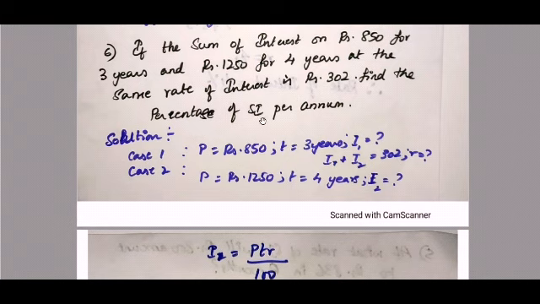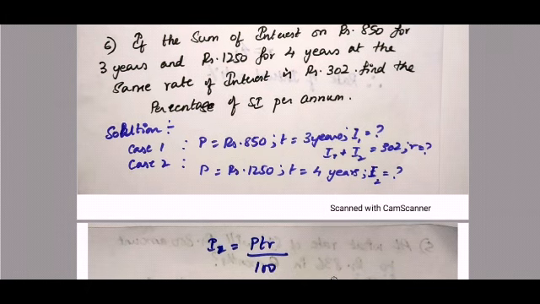Find the percentage of simple interest per annum. They are telling the sum of interest for these two principal amounts is equal to 302. In case 1, the principal is 850 and the time is 3 years. You're supposed to find out the interest. For case 2, the principal amount is 1250 and the time is 4 years. The total interest, which is interest 1 and interest 2, is 302. So you're supposed to find interest 1, interest 2 and the rate of interest.